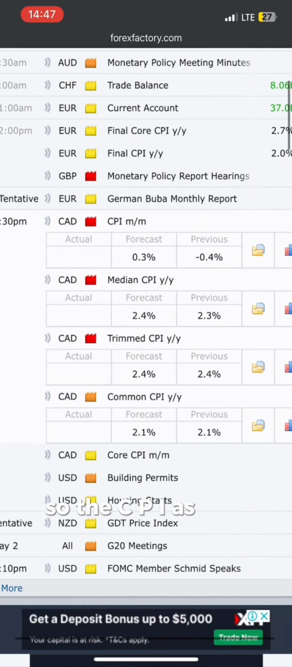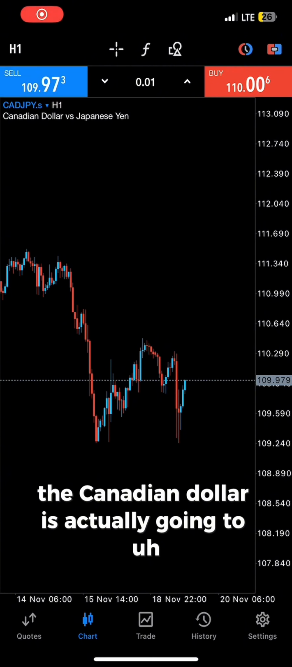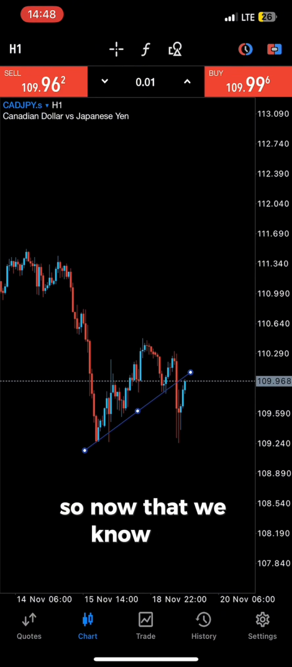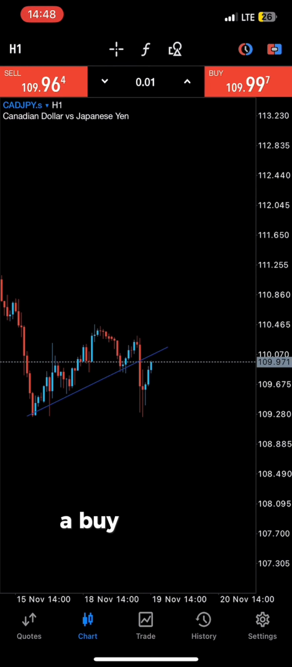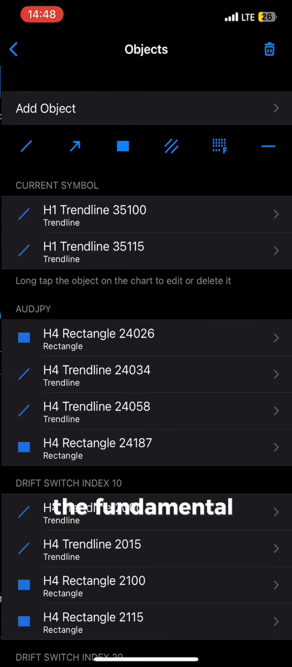I usually trade the CPI. As you can see, the CPI is marking a forecast of a positive change, which means that the Canadian dollar is actually going to appreciate in the forex market. So now that we know that the prediction is favoring a buy, let's see if the technical analysis is going to match the fundamental analysis.